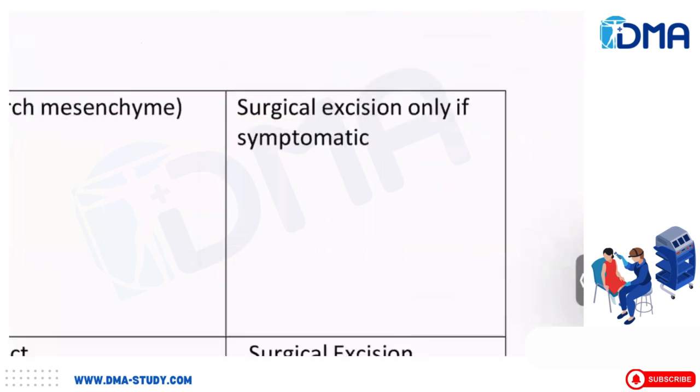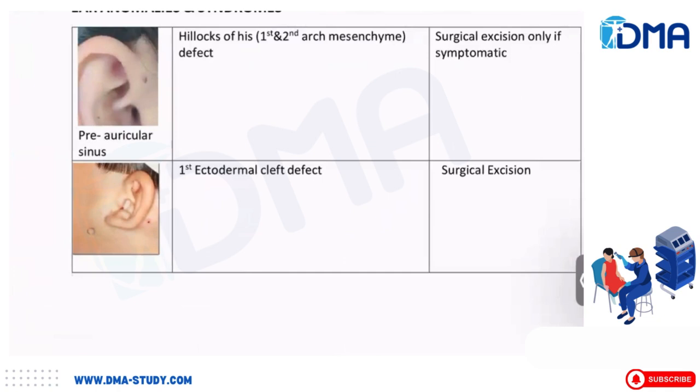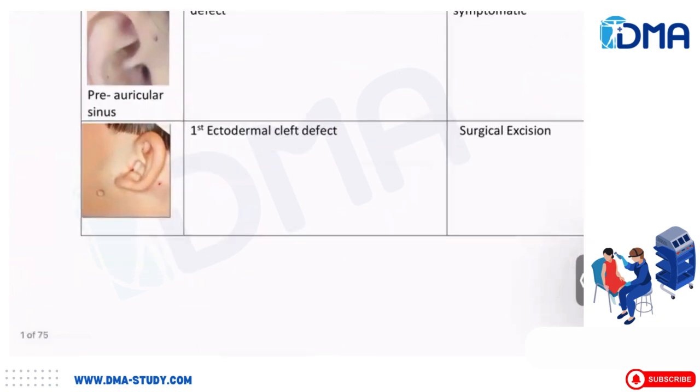All right. Next one is first branchial cleft fistula, or coloboma auris fistula. I have told you the external ear develops from the first ectodermal cleft. In that case, if external ear development is defective, that is a disease called auricular fistula. This is called the fistula.